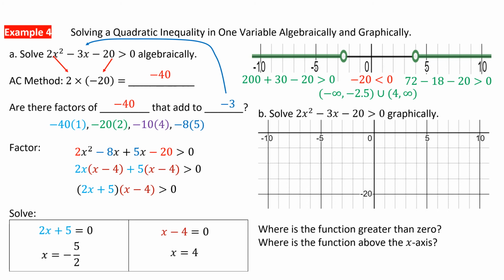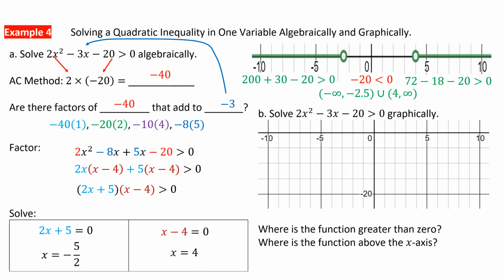and that U symbol in between is a union symbol, it means that we also could want from 4 to infinity. So it's an either-or situation, and we put parentheses around both the negative 2.5 and the 4 because we don't want to include them as part of our solution.